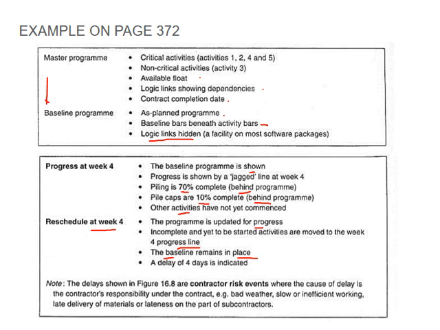Okay, then just take note that the delays shown in figure 16.8 are contractor's risk events, where the cause of the delay is the contractor's responsibility under the contract, e.g. bad weather, slow and inefficient working, late delivery of materials, and lateness on the part of the subcontractors. Okay, so that's the scenario in the background.